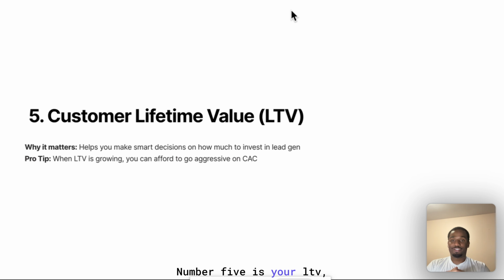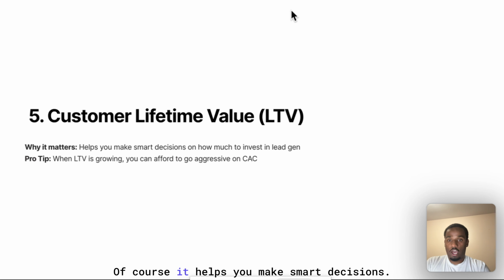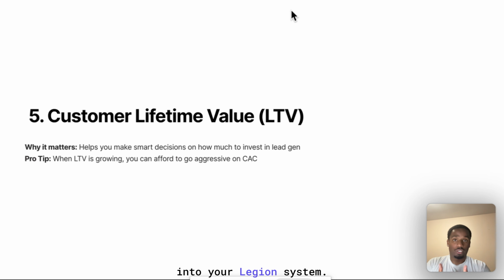Number 5 is your LTV, your customer lifetime value. Why does this matter, right? Of course, it helps you make smart decisions so you can see how much you should be investing into your lead gen system. Always remember, if your LTV is growing, that means you can afford to go a little bit more aggressive on your CAC, meaning your cost to acquire a client.